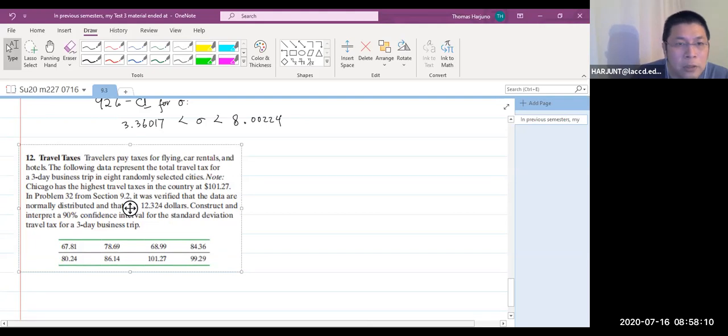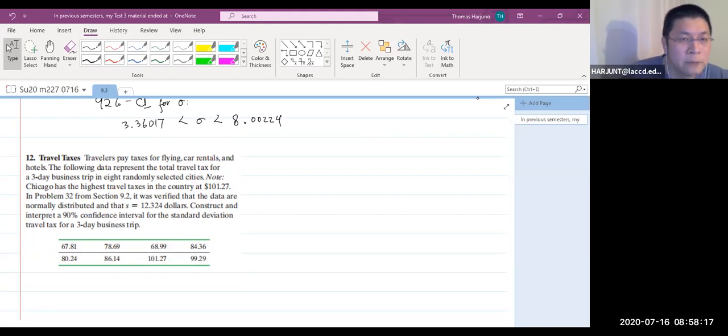Okay, travelers pay taxes for flying, rental cars, and hotels. The following data represent the total travel tax for a 3-day business trip in 8 randomly selected cities. Note that Chicago has the highest travel taxes in the country at 101.27. In problem 32, it was verified that the data are normally distributed.